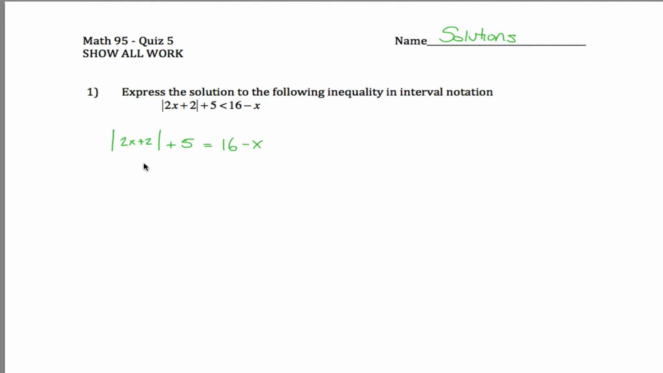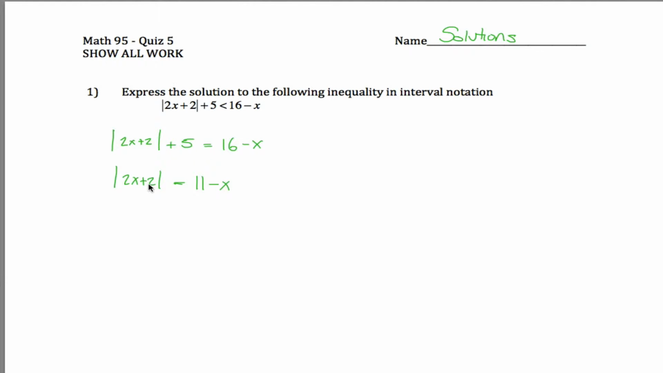So really the challenge here are these absolute value symbols. I want to get rid of them. The easiest way to get rid of them is to have them isolated. So the way I will isolate them is I'll subtract 5 from both sides of the equation and get to here. And now I got the absolute value symbols all by themselves.